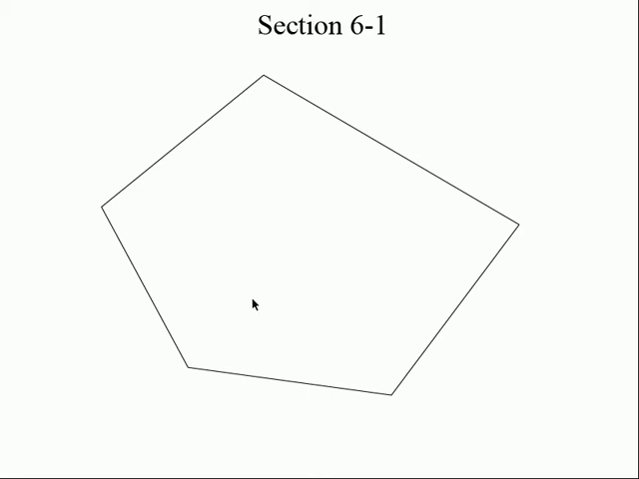All right, I've got a polygon right here. How many sides? 1, 2, 3, 4, 5. So that's five-sided, so it's a pentagon, right? So what I'm going to do is this. We're going to talk about this word, and the word is diagonal.